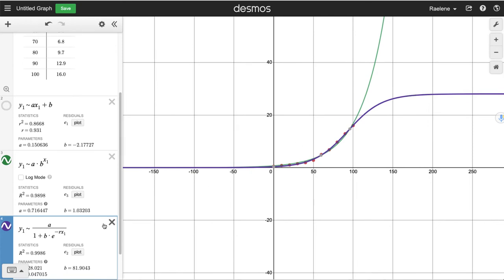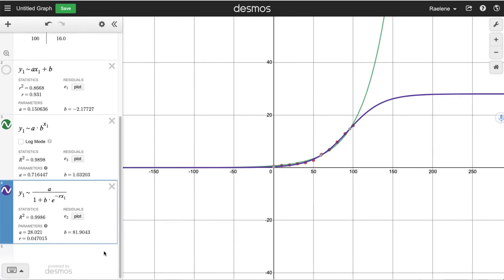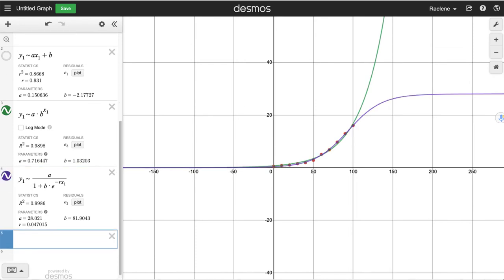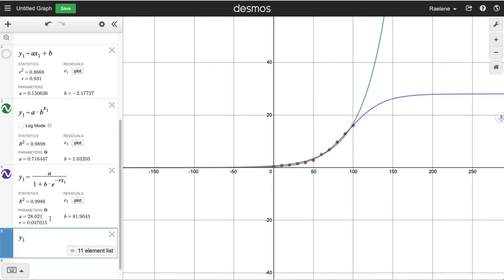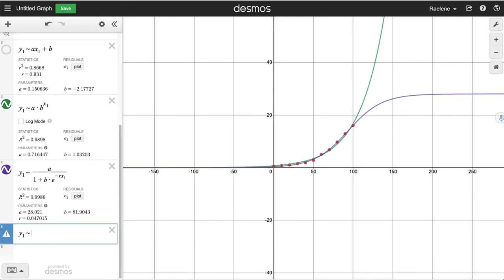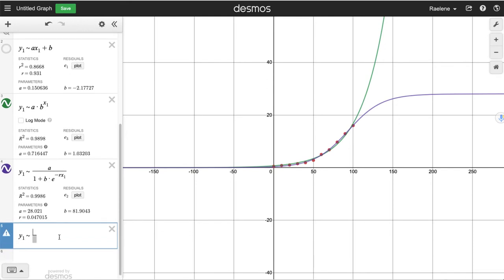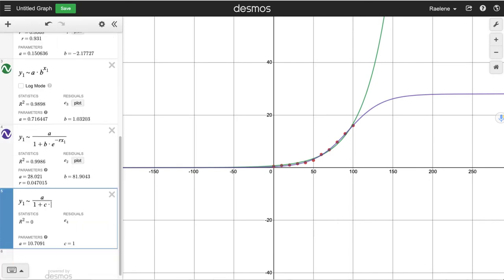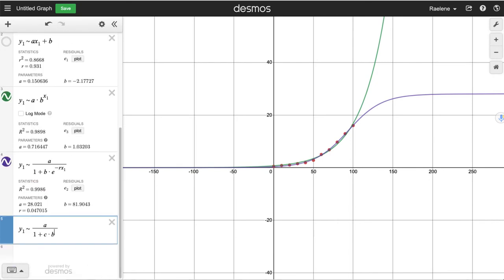So with that in mind, we have a logistic equation. We have the values for a, b, and r. I'd just like to point out that I can come up with a logistic equation using a slightly different equation. So instead of using the e to the negative rx, we could rewrite this as a over 1 plus c times b raised to the x. And of course it's x1 again. And it's actually coming up with the exact same graph.